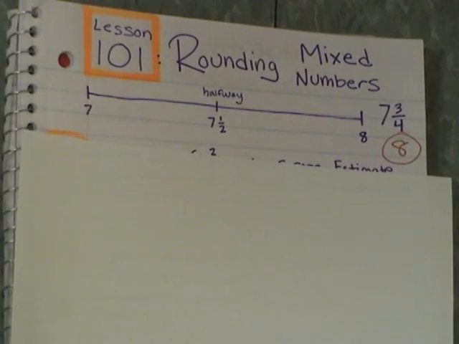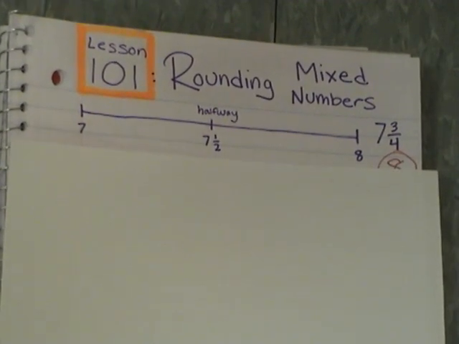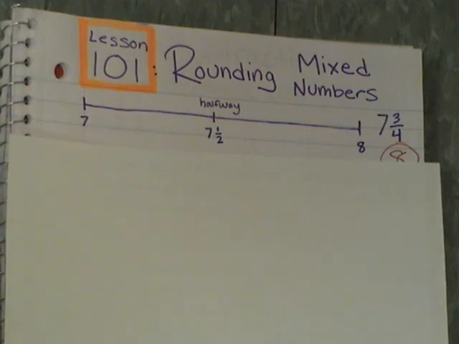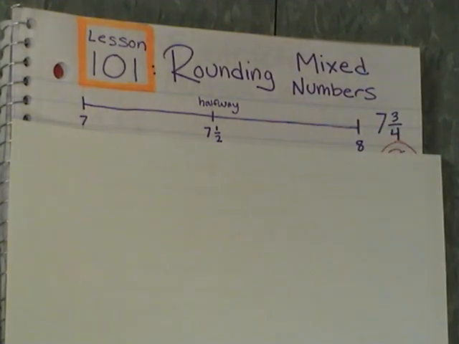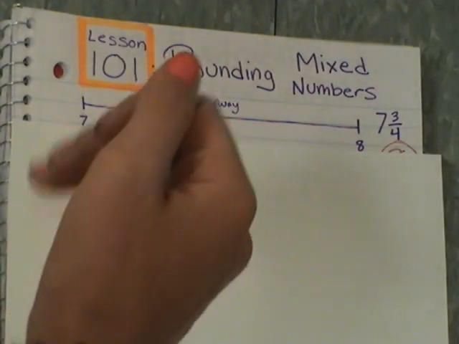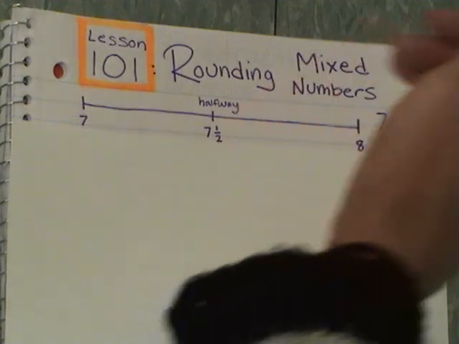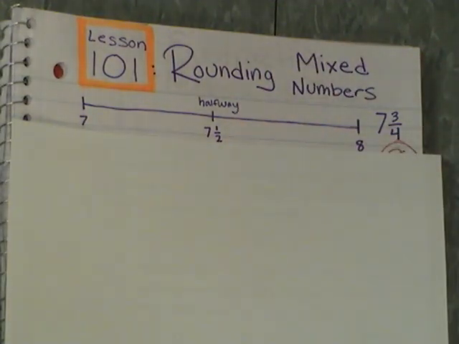Alright, so tonight's lesson is lesson 101, and we are rounding mixed numbers. I drew a number line, and we're dealing with the number 7 3/4. We're going to round this number, either down to 7 or up to 8. I drew a number line that showed the 7, the 7.5 mark, and then our 8 mark. We have to decide which number it's closest to.